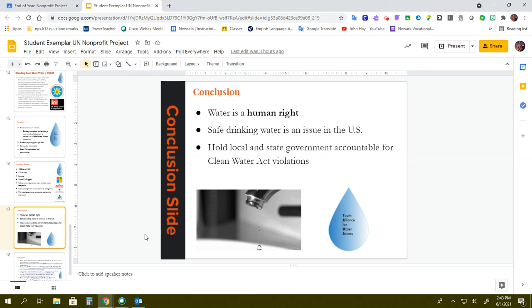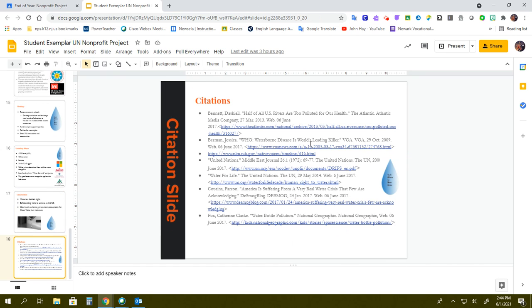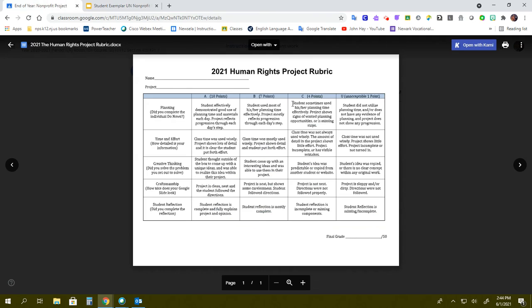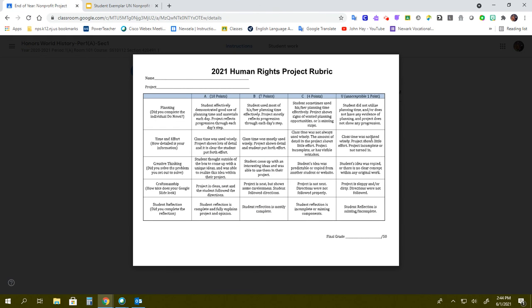And a conclusion. Always conclude. Water is a human right. Safe drinking water is an issue in the U.S., and we will hold local and state governments accountable for Clean Water Act violations. Boom. And finally, citation slide. Again, if you don't have a citation slide, it's an automatic U. There's nothing I can do here. Because you have to have it.